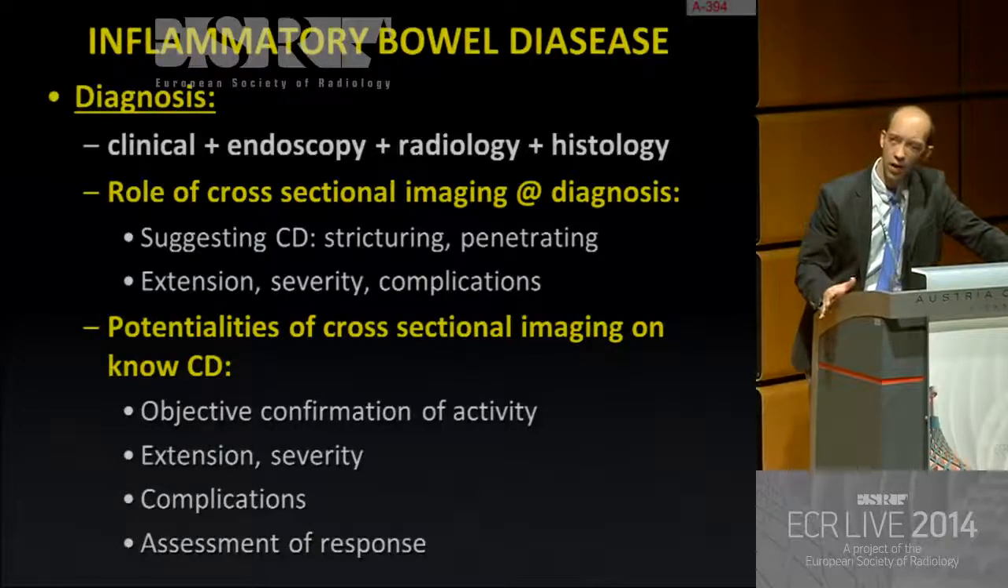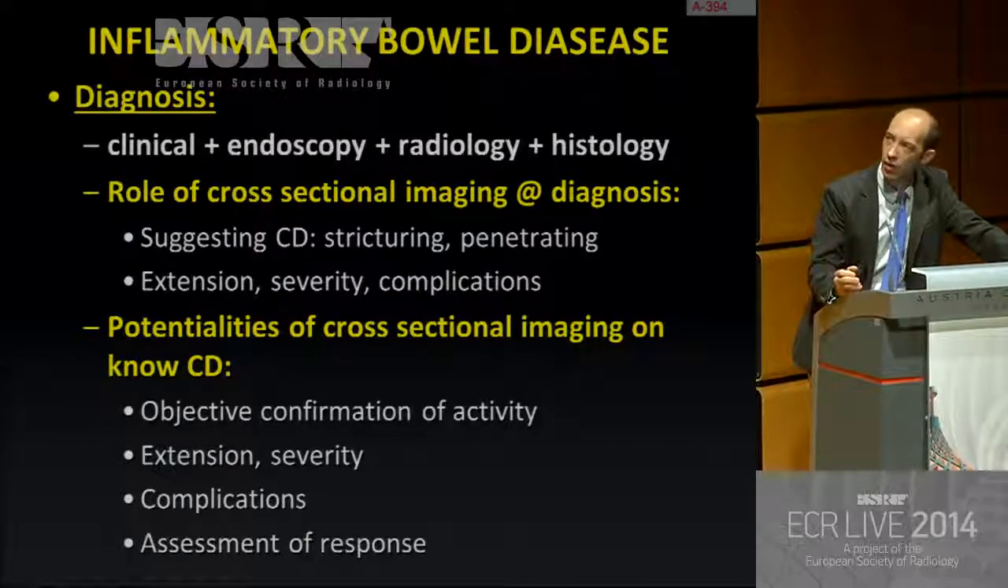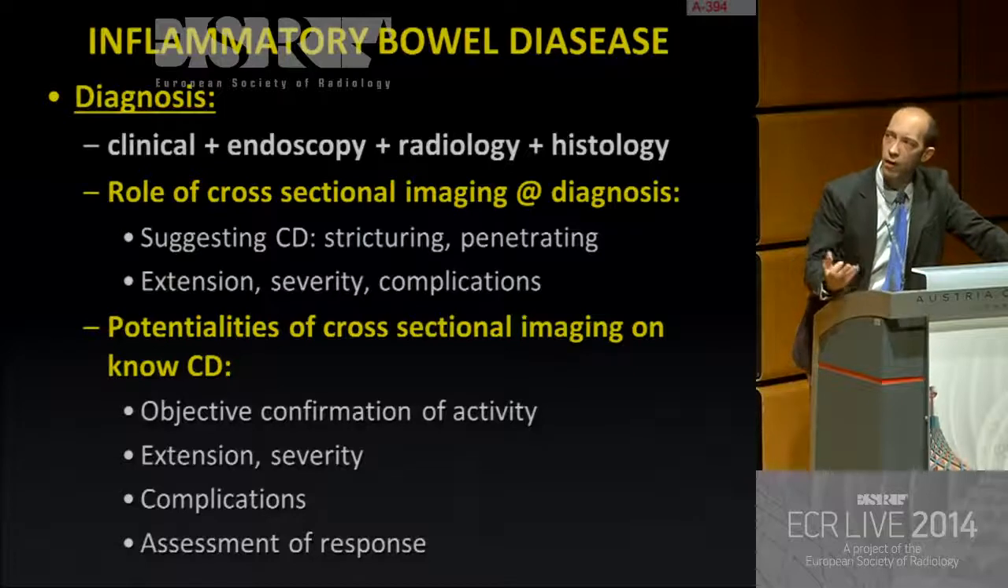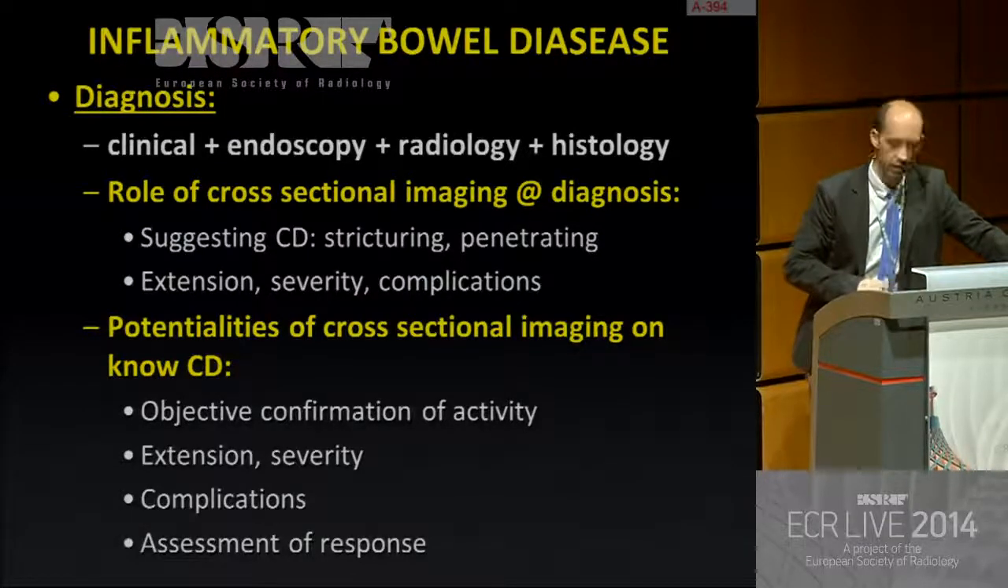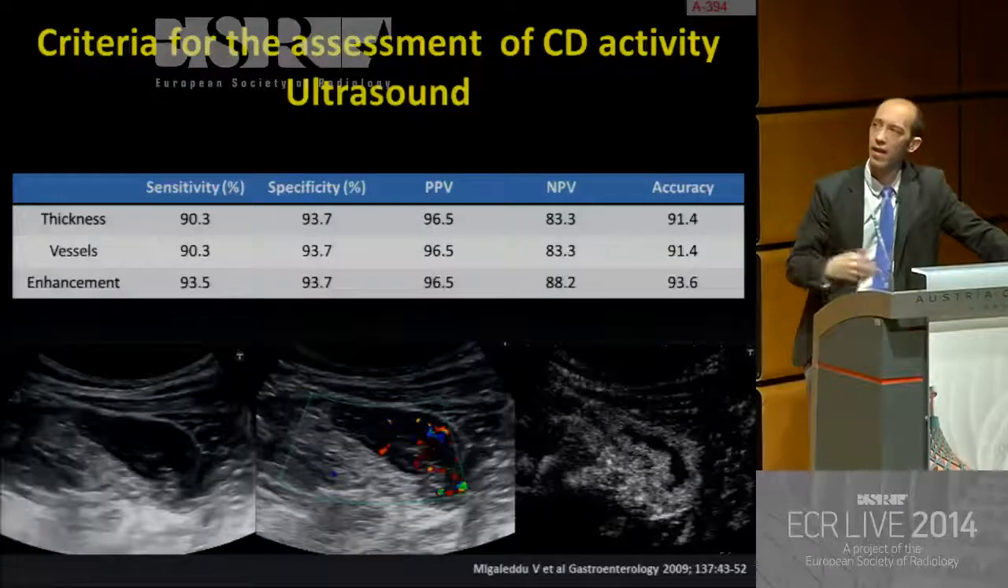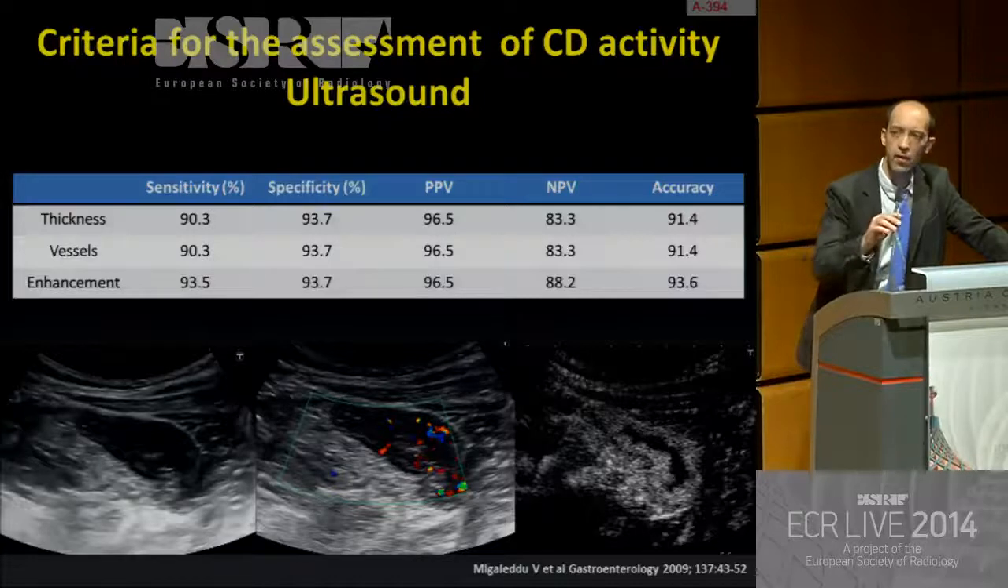Once the diagnosis of IBD is established, there are a number of potentialities in which imaging may help. One is an objective confirmation of activity when the patient has a flare, because symptoms are very nonspecific. We need an objective test for confirming the activity, for extension, for assessing the severity, for detecting the complications, and also there are a number of evidences indicating that imaging can be useful for monitoring patients under medical treatment.